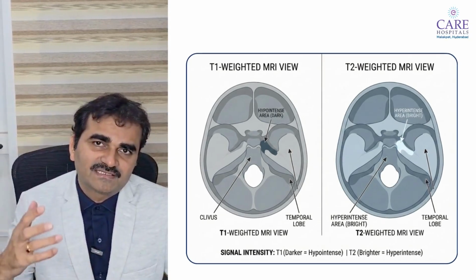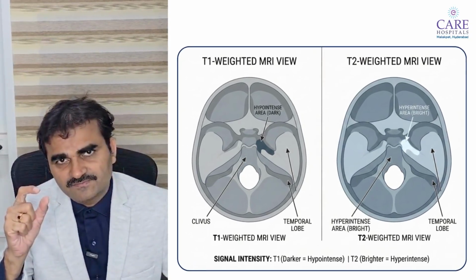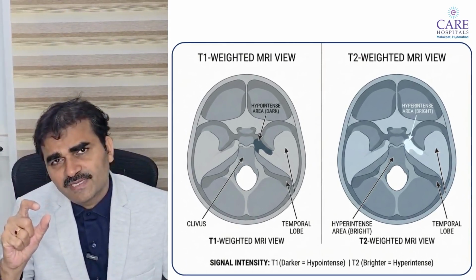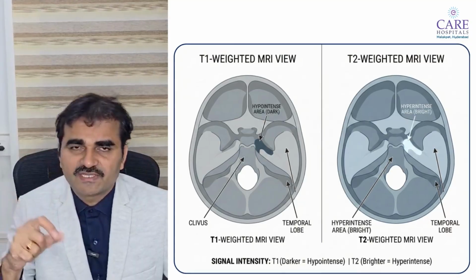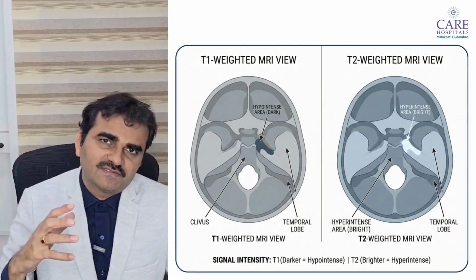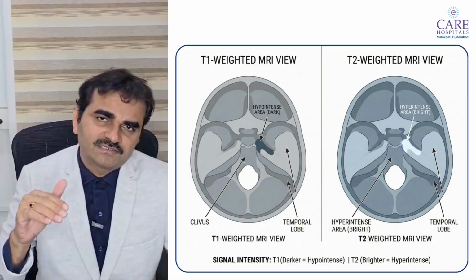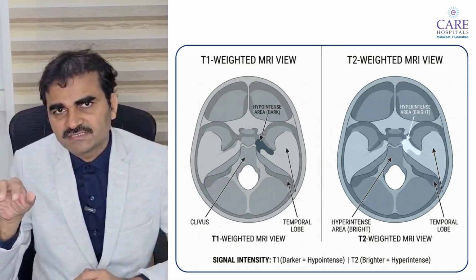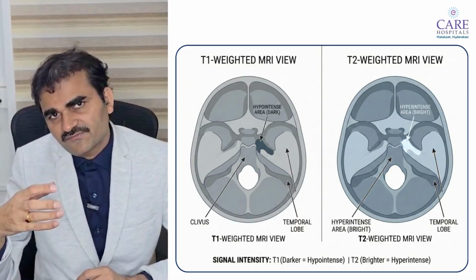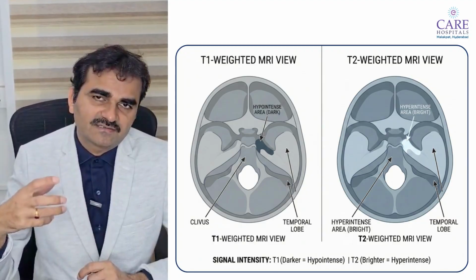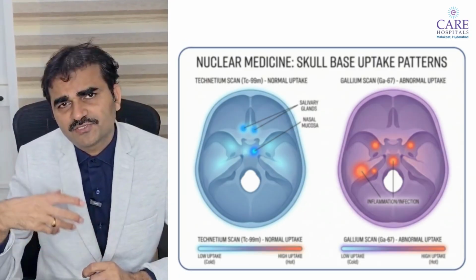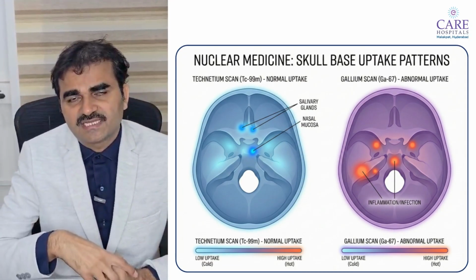Then MRI, plain and contrast. In this, in the bone marrow of the petrous bone, there will be loss of fatty streaks. That's why in the MRI, in T1 weighted images, there will be hypointensity. In T2 weighted images, there will be hyperintensity because of the loss of fatty streaks. And on contrast, there will be enhancement. Then coming to radionuclide scanning, technetium and gallium scanning.